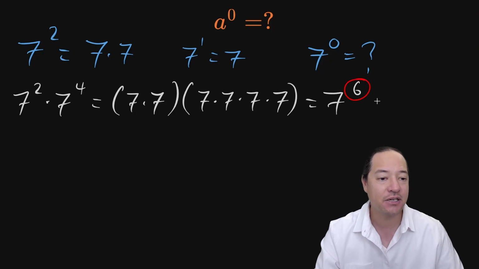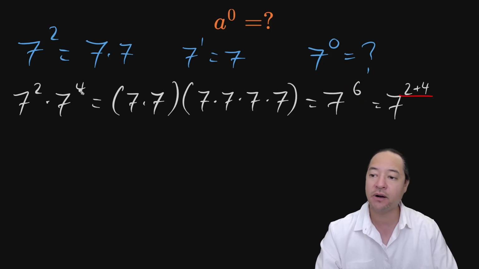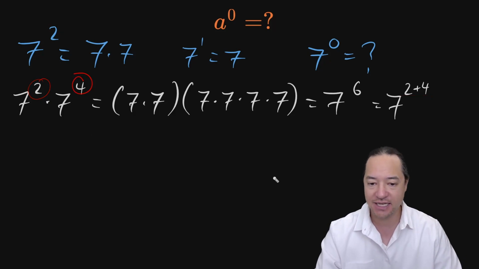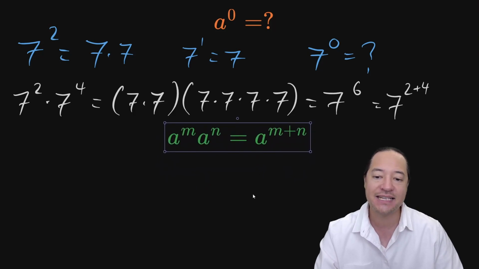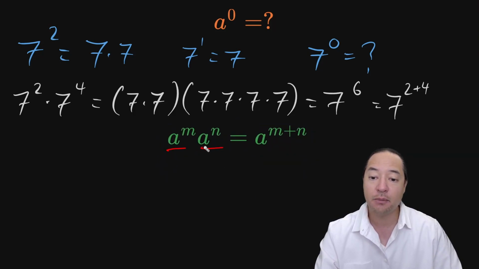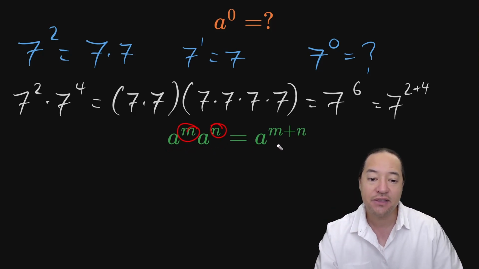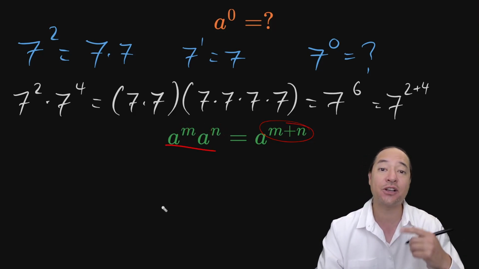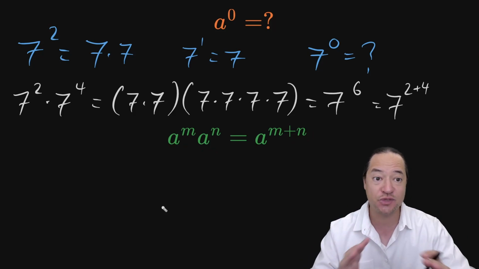And this 6 here, we can understand as 2 plus 4. So we can think of this as 7 to the 2 plus 4 power, and those are the exponents that we started out with. And so what we can develop here is a general rule for how exponents behave. We can say that for any two numbers with exponents, if they share the same base, then you take their exponents and add them together, right? That's what this multiplication is actually doing. Okay, so this is a really powerful general rule for how exponents behave.